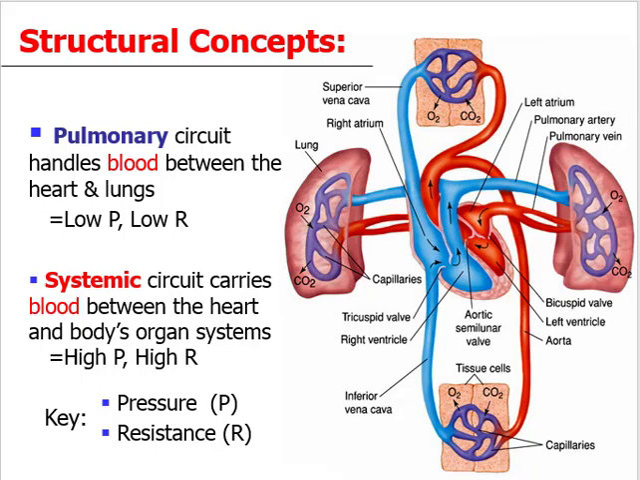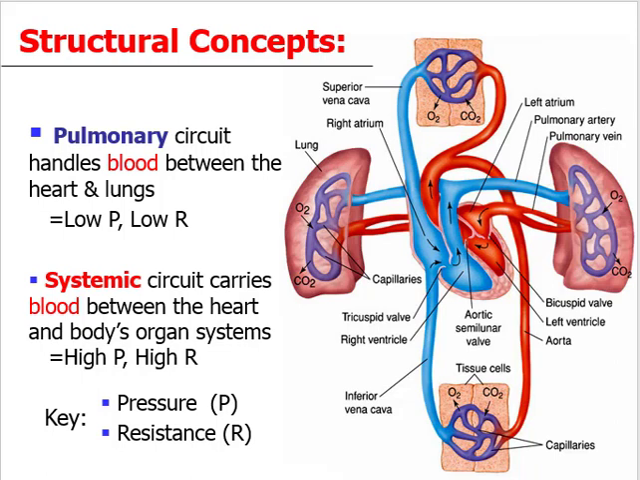Okay, so structurally, what we're going to do with the circulatory system is to divide it into pulmonary and systemic. So what we mean by the pulmonary circuit, if you look at this diagram here, the heart is set in the middle, and we've got a right and left lung on either side. And the pulmonary circuit handles the blood that's moving between the heart and the lungs.